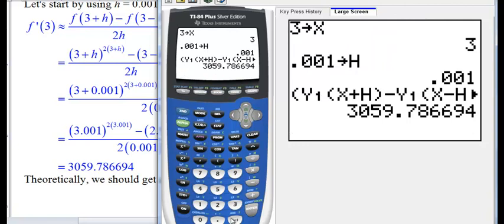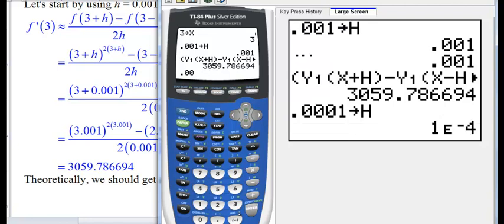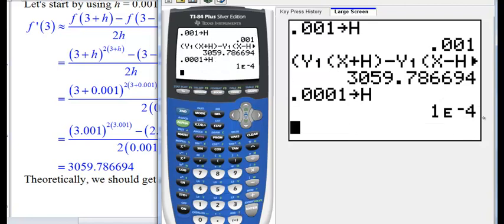And that gives you the same thing. Now the beauty of this is if I want to change it to a smaller h, say 0.0001, I can just simply store that as h. So the store button, the alpha button, the power button, which has h above it. So that's 1e negative 4. That means 1 times 10 to the negative 4th power, which is 0.0001. That's what h is at the moment.